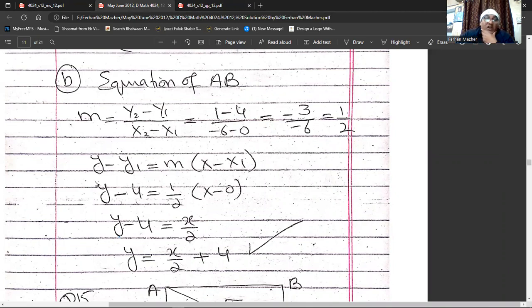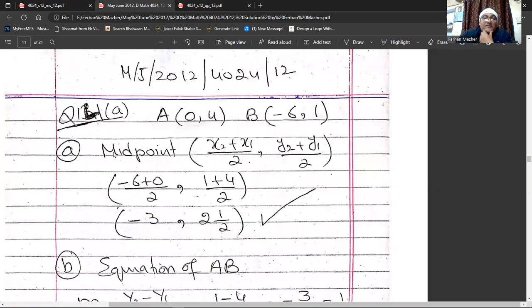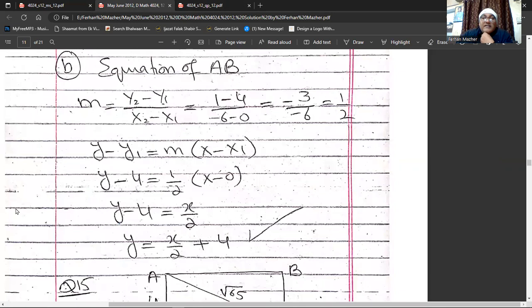Then I will apply the formula of the equation, that is y minus y1 equals m bracket x minus x1 bracket close. I will put this first point, which is (0, 4), in the place of x1, y1. So it will be y minus 4 equals 1 by 2 bracket x minus 0 bracket close. The 1 by 2 will multiply with the x, so you will have x by 2. y minus 4 is equal to x by 2. Take this -4 to the other side. So you will have y equals x by 2 plus 4.